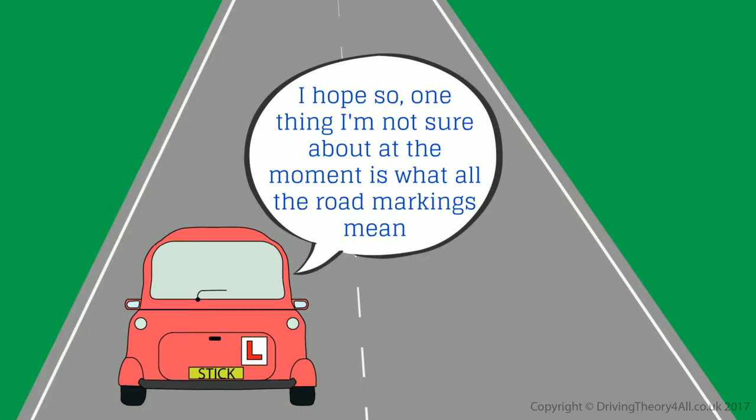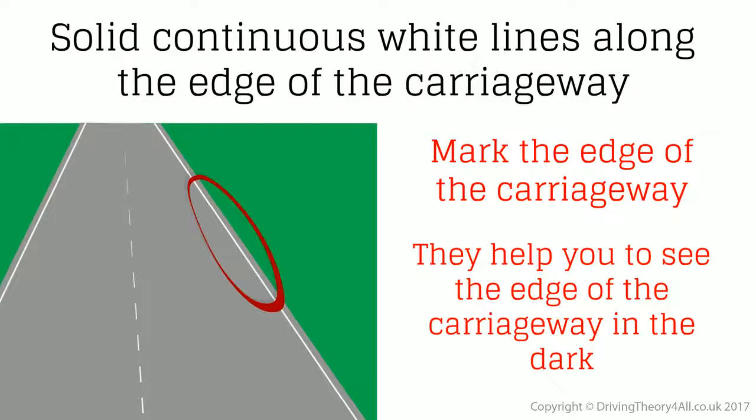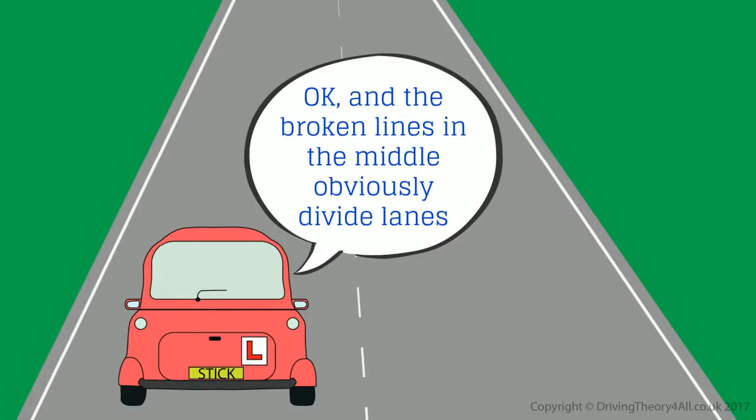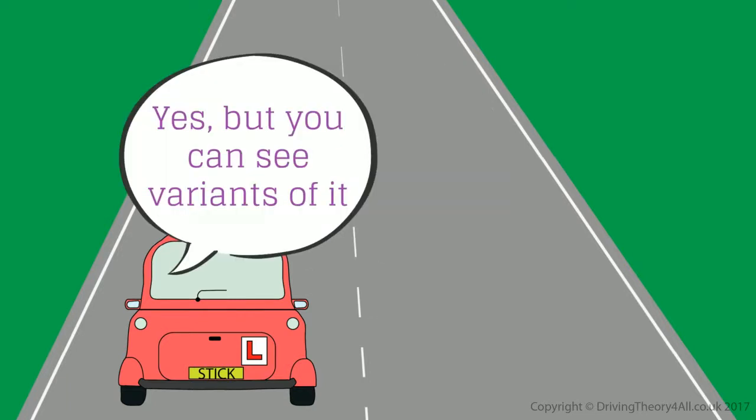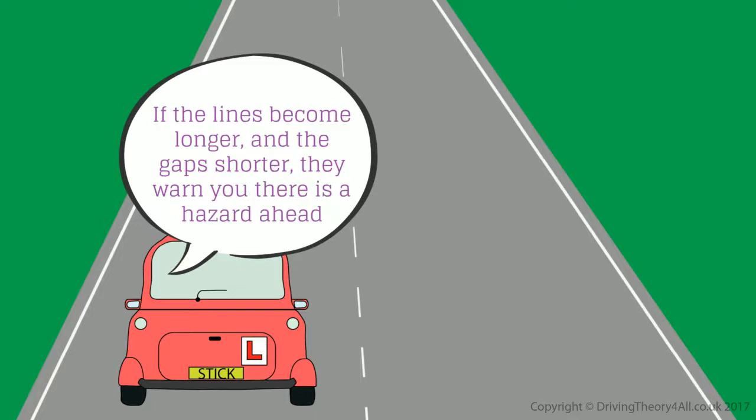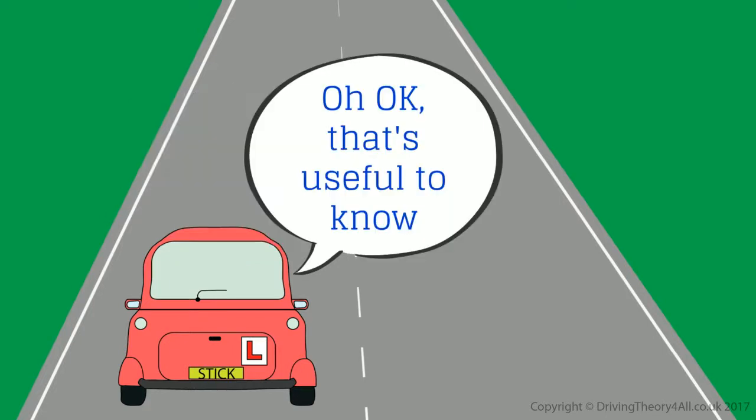I hope so. One thing I'm not sure about at the moment is what all the road markings mean. Okay, let's look at some. Solid continuous white lines along the edge of the carriageway mark the edge of the carriageway. They help you to see the edge of the carriageway in the dark. And the broken lines in the middle obviously divide lanes? Yes, but you can see variants of it. If the lines become longer and the gaps shorter, they warn you there is a hazard ahead. That's useful to know.